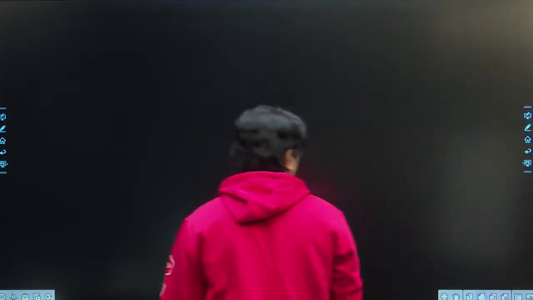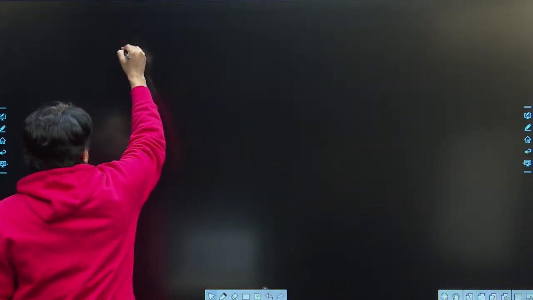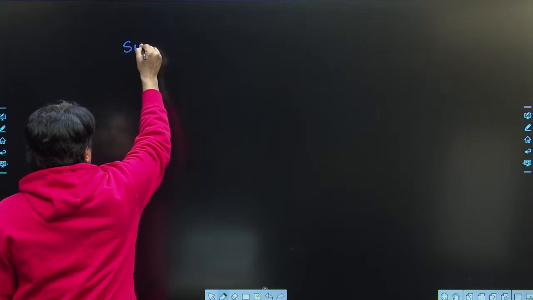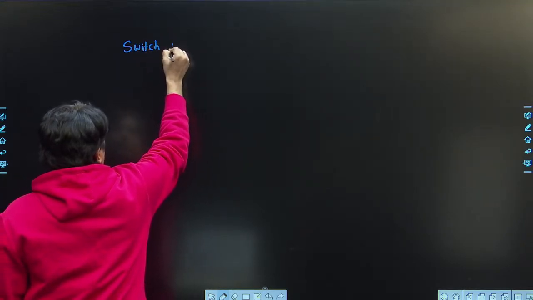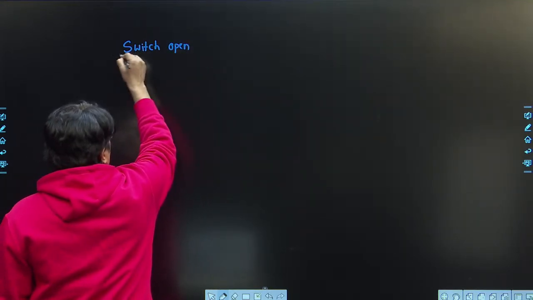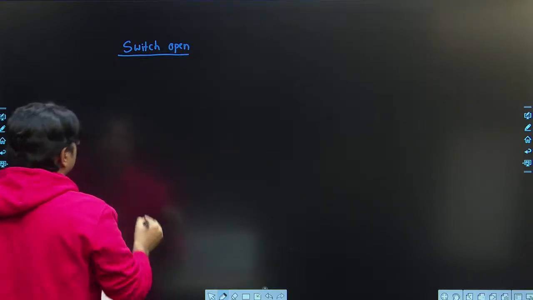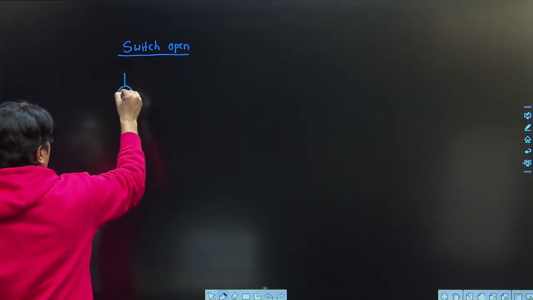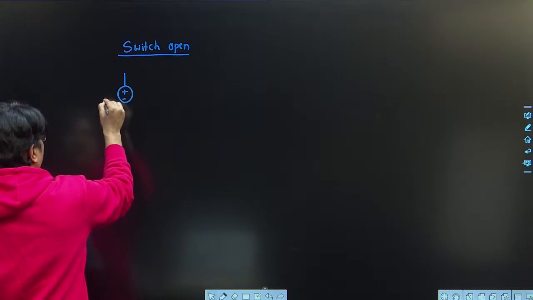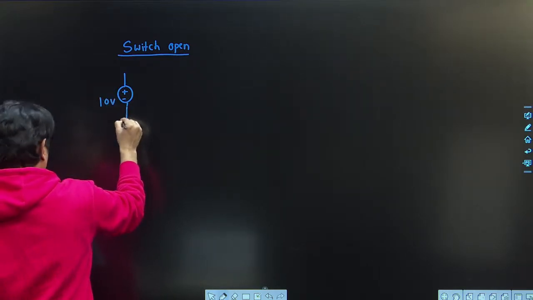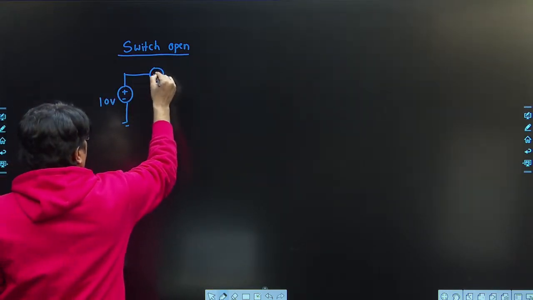Next slide. We will take switch is open condition. When switch is in open condition, the circuit looks like this. This is a 10 volts battery, 4 amperes current.